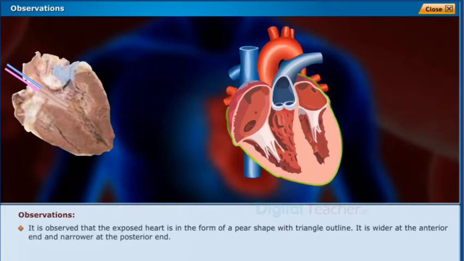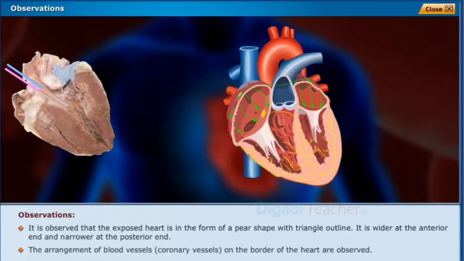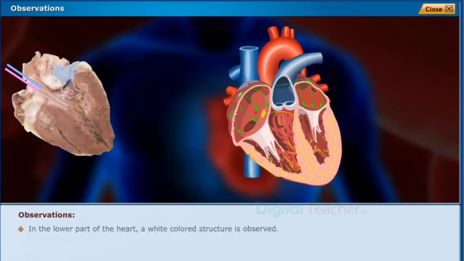It is observed that the exposed heart is in the form of a pear shape with a triangular outline. It is wider at the anterior end and narrower at the posterior end. The arrangement of blood vessels and coronary vessels on the border of the heart are observed. Throughout the heart, the thickness of the wall is not uniform. In the lower part of the heart, a white-colored structure is observed.